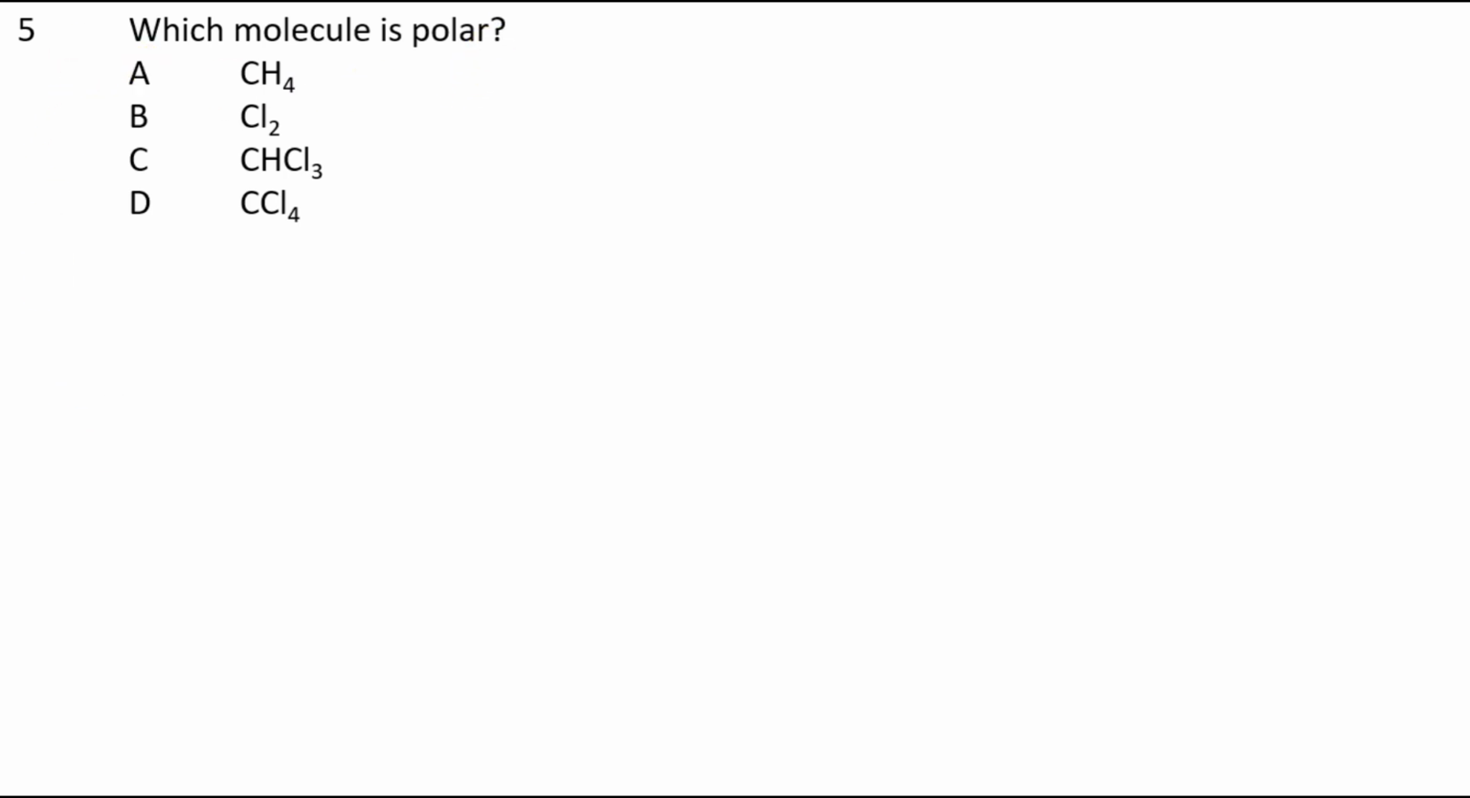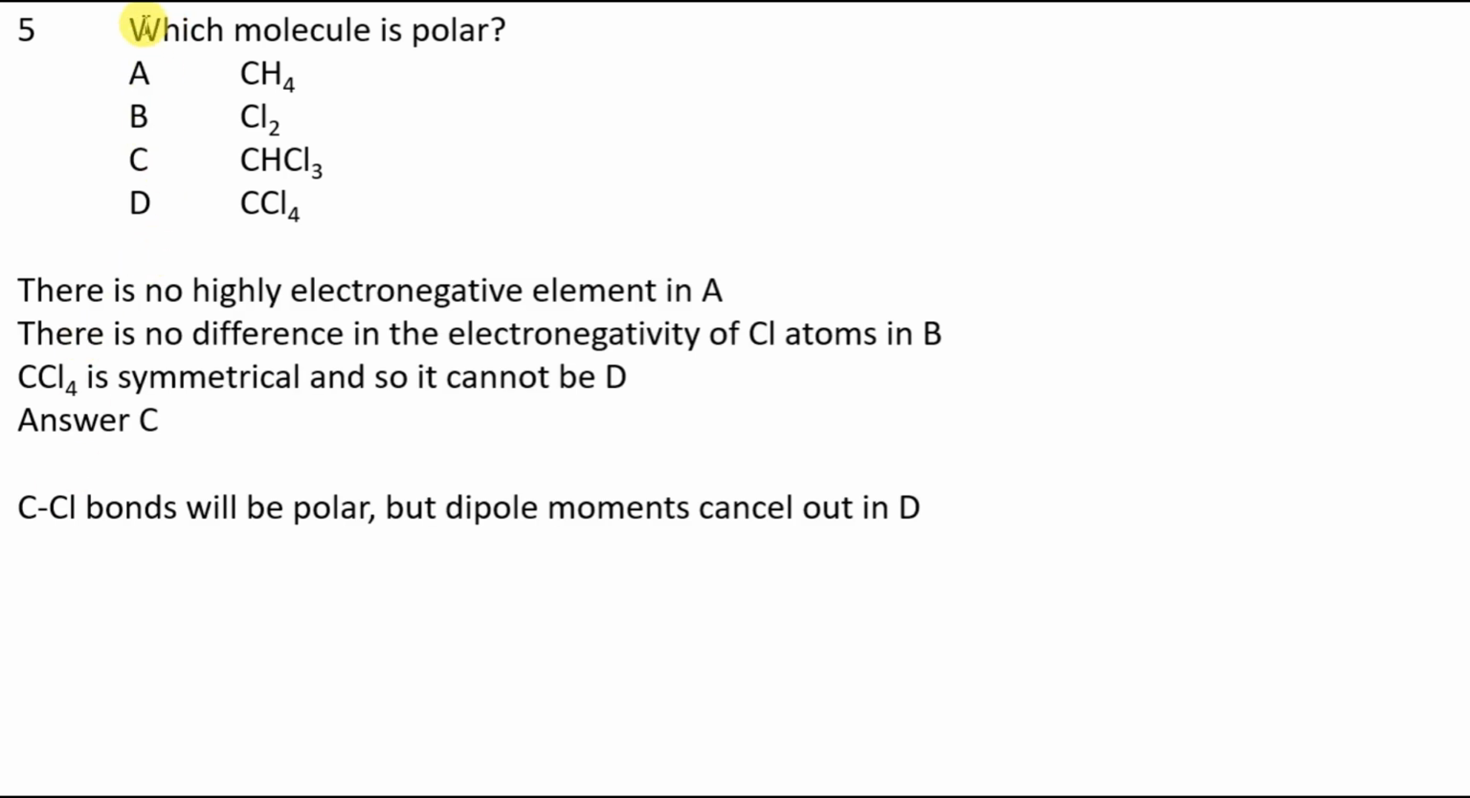Which molecule is polar? For A, there's no highly electronegative element present. For B, there's no difference in the electronegativity of the chlorine atoms. Comparing the last two, CCl4 is symmetrical, so it cannot be D. Has to be C. CCl bonds will be polar, but dipole moments cancel out in D.